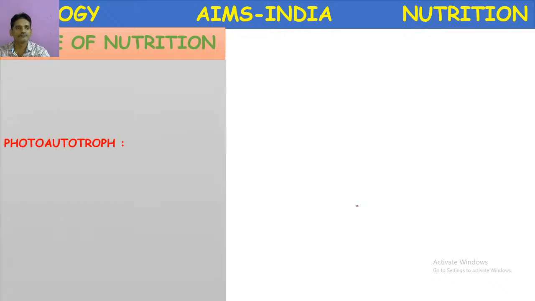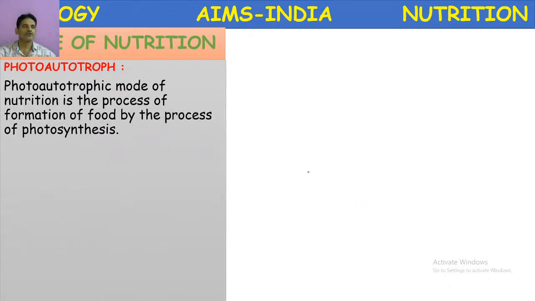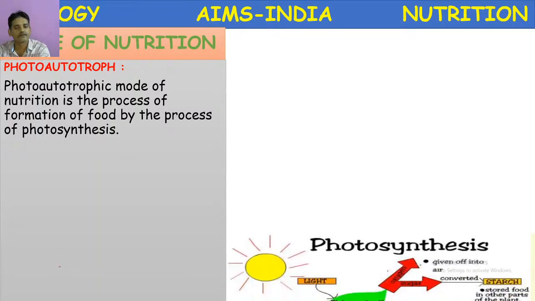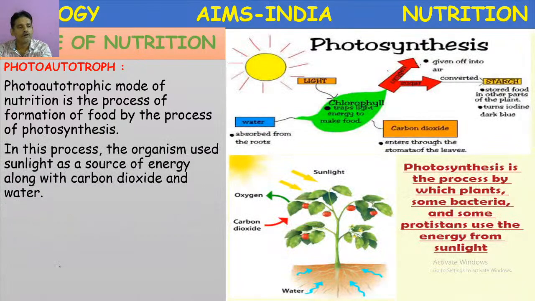Mode of nutrition, photoautotrophs. Photoautotrophic nutrition takes place by a process called photosynthesis, the process of formation of food. In this process, the organism uses mainly sunlight as a source of energy, along with carbon dioxide and water. These are the main raw materials.